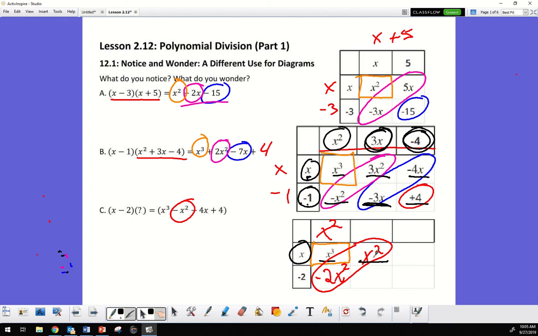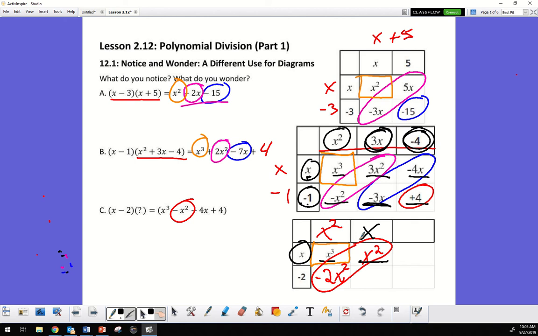So what gave me x squared? I know that there was an x over here, but I ended up with x squared. So what am I missing in this top box? X. Very good. So I'm missing an x right there. So x times x is x squared. Okay, x times x is x squared.